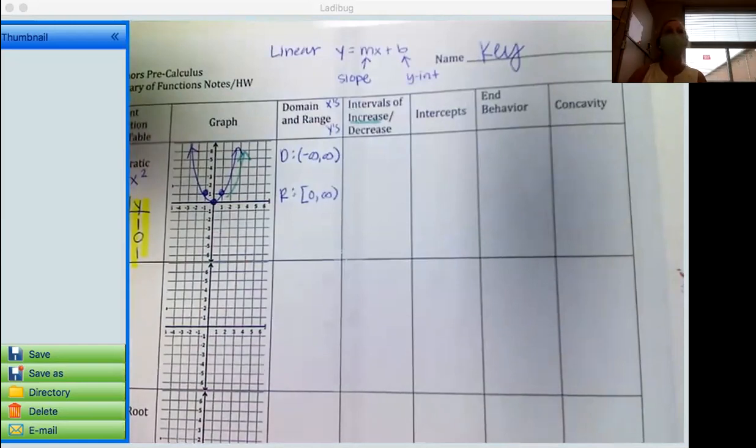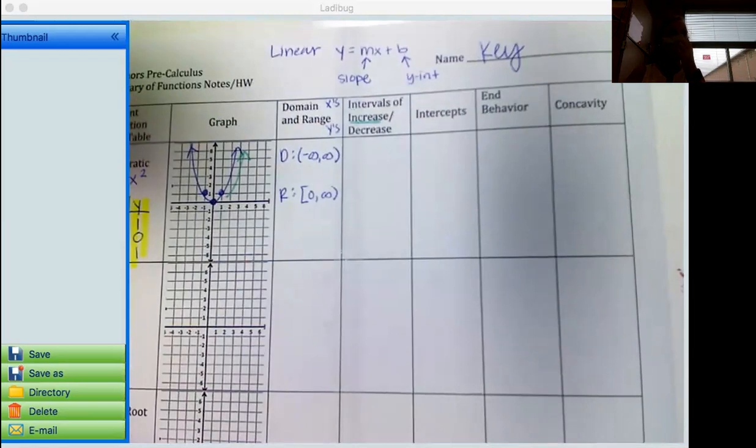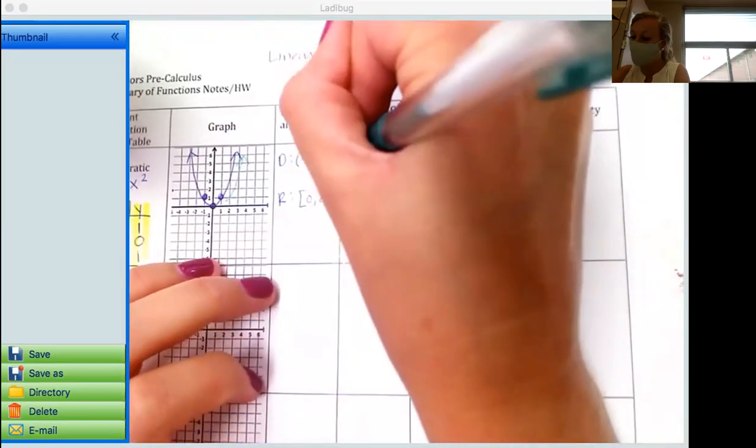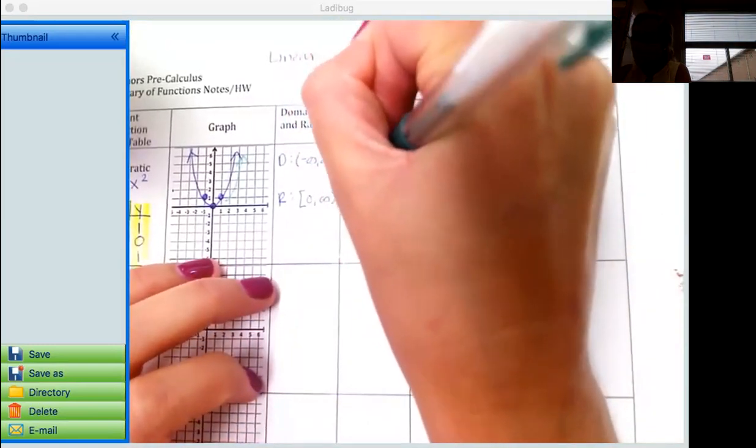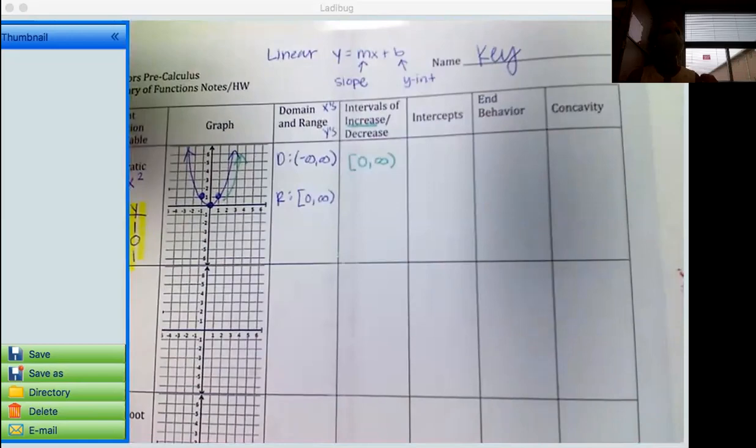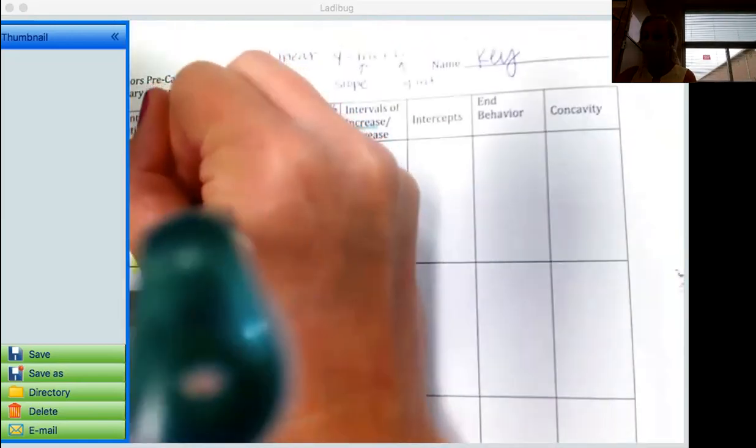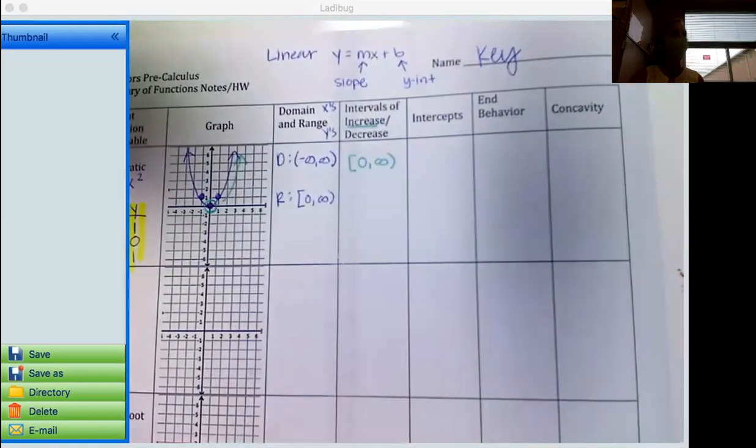Can you guys tell me when? I'm saying when for a reason. Let's see if you can pick up on it. When does this graph increase? Good, Drake. I'm hoping he said 0 because the x value is at 0, not the y.